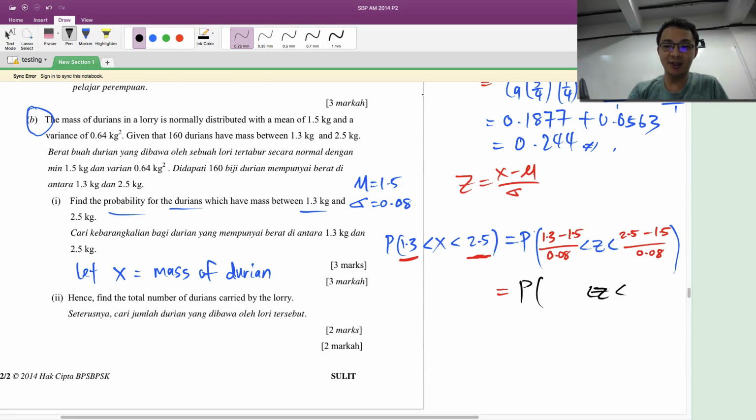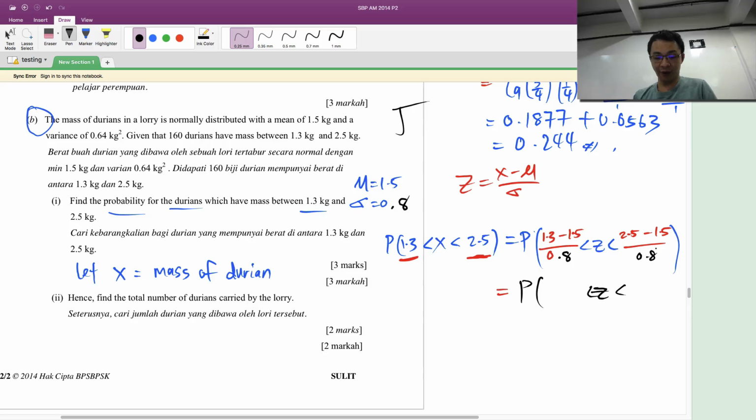Let me do square root of 0.64 first. I think I did it wrongly. The square root of 0.64 should be 0.8, right? This is not 0.08. That's why I found it a bit weird. It's 0.8 if you use a calculator. So this one is divided by 0.8, because the standard deviation is 0.8.